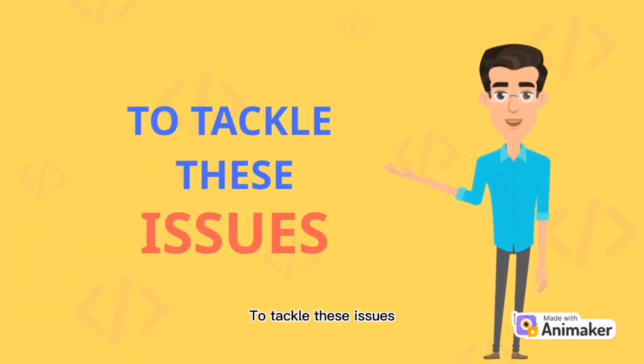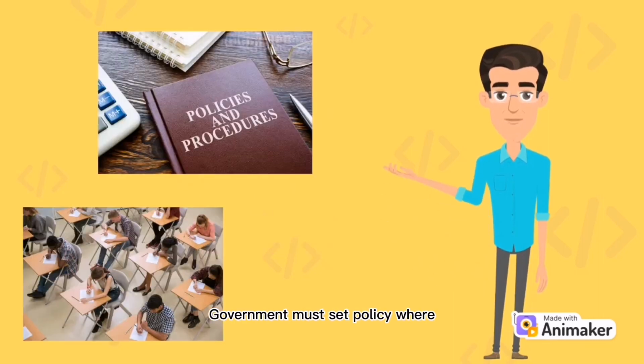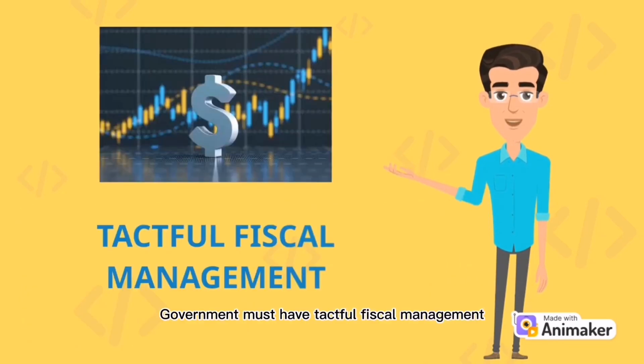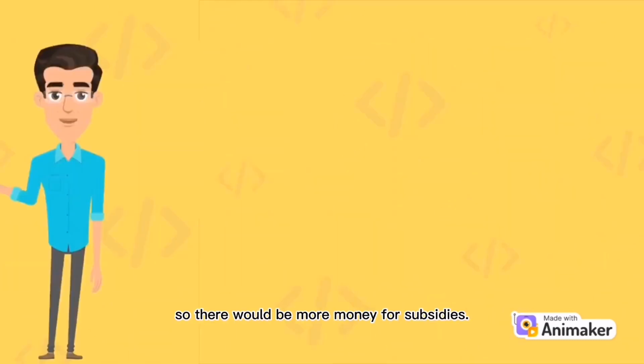To tackle these issues, government must set policy where education and healthcare are accessible to the poor, so the productivity and country's economy can be reformed. Government must have thoughtful fiscal management to reduce debt, so there would be more money for subsidies.